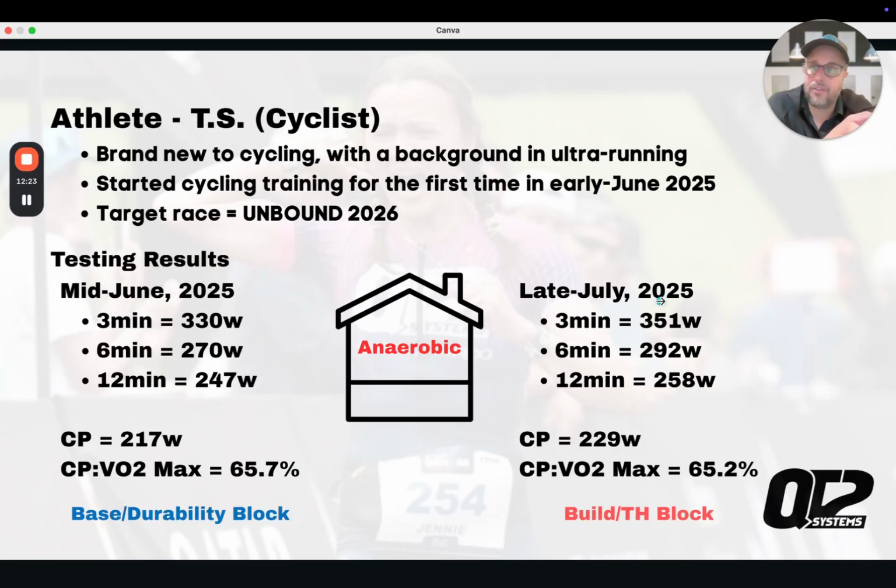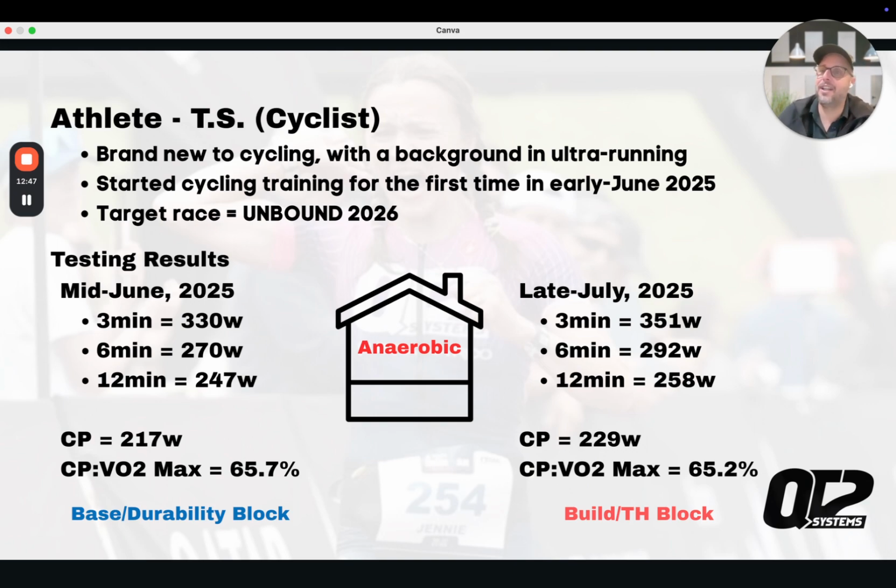Now I'll get to the real meat of what we wanted to talk about today, which was how do we apply this to real athletes? Each of the examples that I'll go through are real athletes. So this is athlete TS, not me. He is a cyclist. He's brand new to cycling, has never cycled before, was an ultra runner, and one day decided that he wanted to do Unbound in 2026.